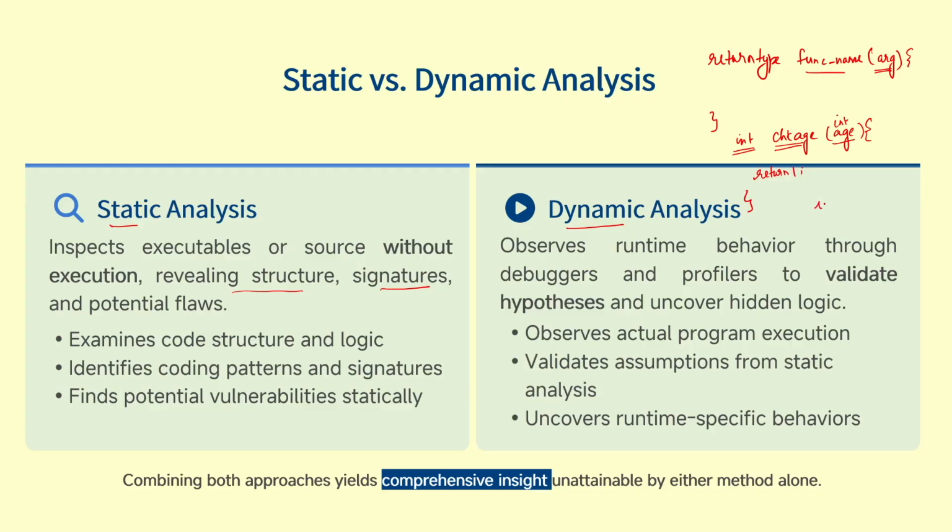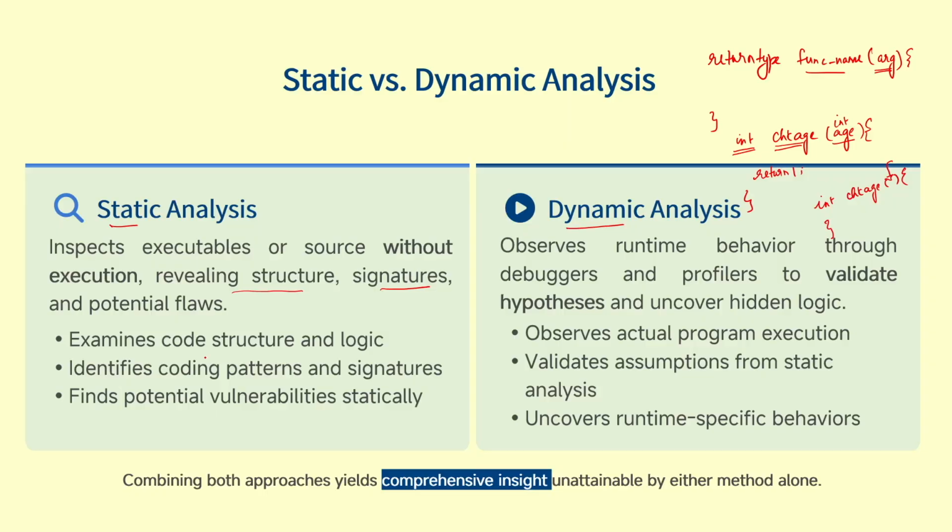So, say for example, if you write a statement like int check age without any parameter, there will be an error if you execute. So, the signatures will be checked and we will make sure that there are some arguments, and that will be noted at this static analysis phase. Okay. It examines the code structure and logic, and it identifies the coding patterns and signatures. So, this is what the signature is, and it also finds the potential vulnerabilities.